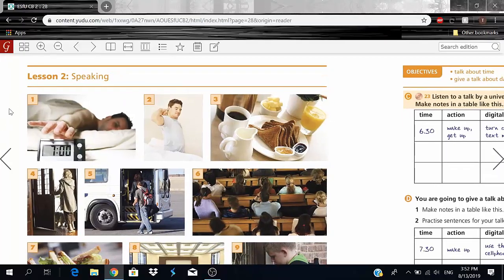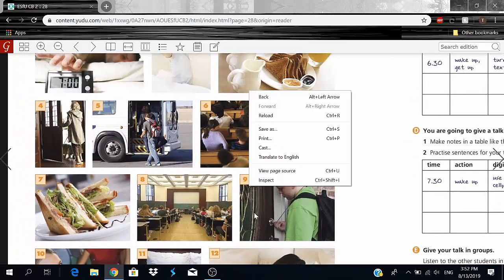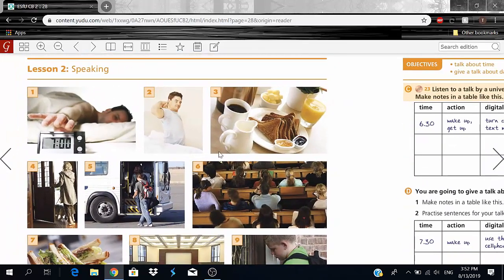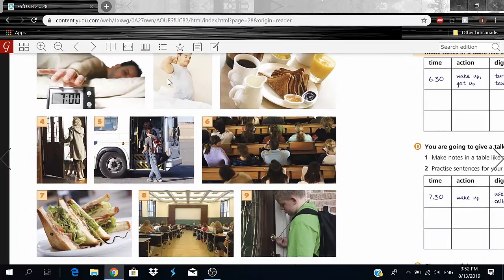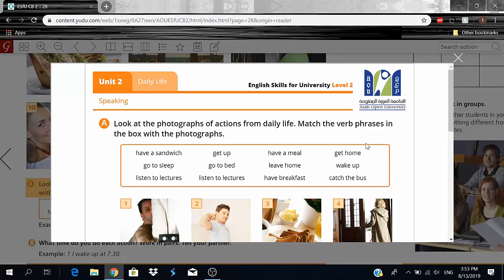Alright, you guys, here we have the speaking section, and it looks like we have around 12 pictures, and this actually looks like a daily routine. So let's go to exercise A. Look at the photographs of actions from daily life. These are things that most of us do in our daily life, and he wants us to match the verb phrases in the box with the photographs. So let me open this here so you guys can get a better look.